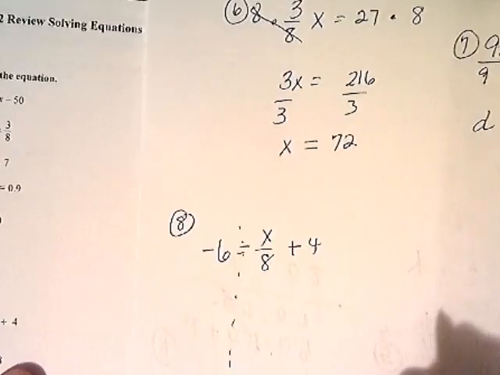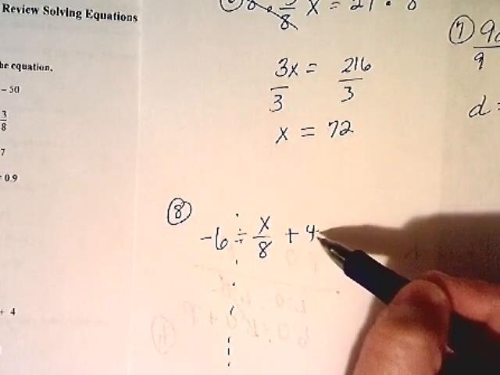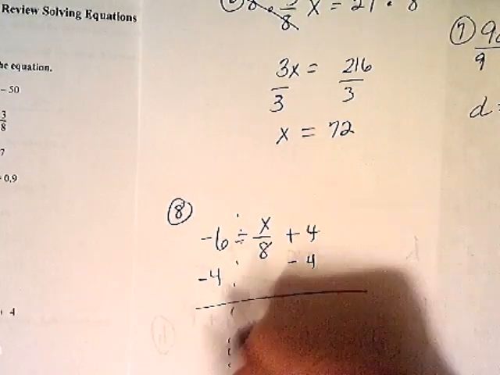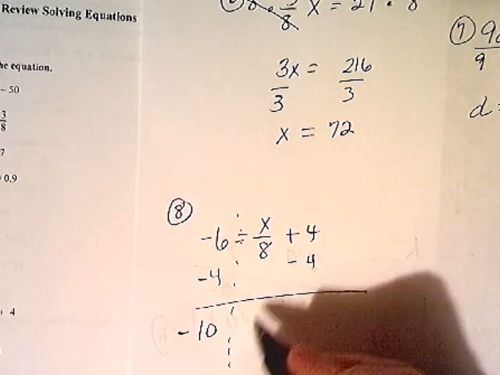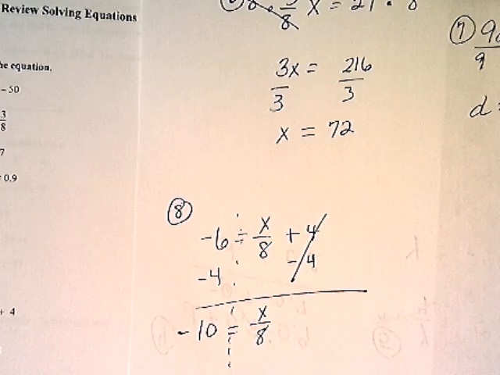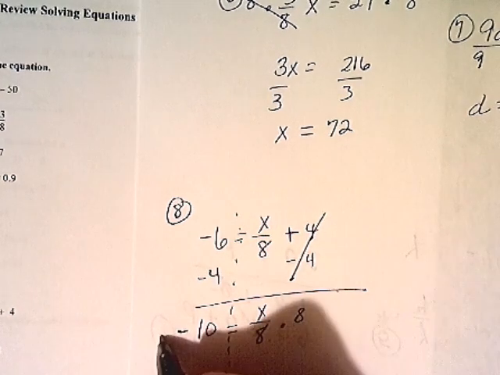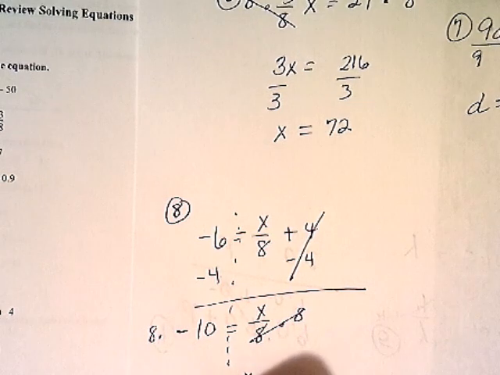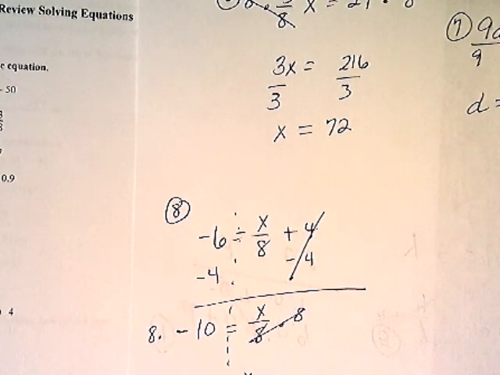We want to isolate the x. We need to undo the addition first, so we're going to subtract 4 from each side. That's going to be negative 10 equals x over 8. That cancels. Then I'm going to multiply both sides by 8. That'll cancel. So x will be negative 80.